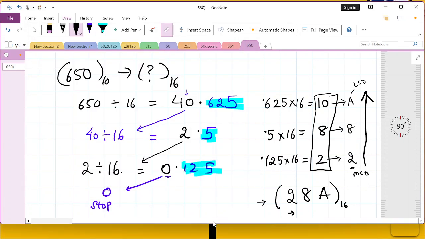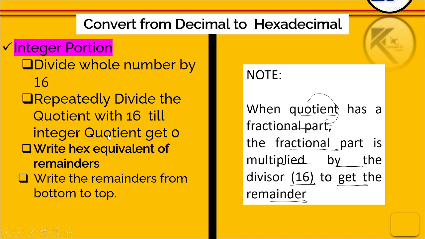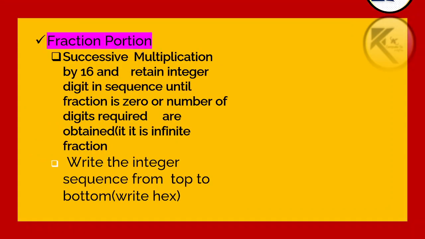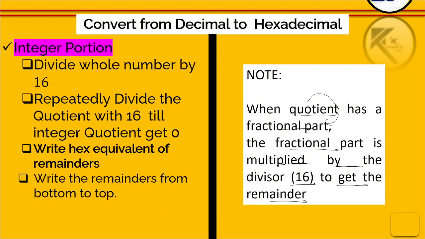So what we did, now we will just go through those rules, right? For the fraction portion, it was successive multiplication by 16. We will retain the integer digits in sequence until the fraction part gets 0, or the number of digits required are obtained if it is an infinite fraction. Then write all the integer sequence, that is their hexa equivalent, from top to bottom. And for the whole number portion, it was divide the whole number by 16, repeatedly divide the quotient by 16 till the integer quotient gets 0, write the hex equivalent of remainders, and write the remainders from bottom to top.